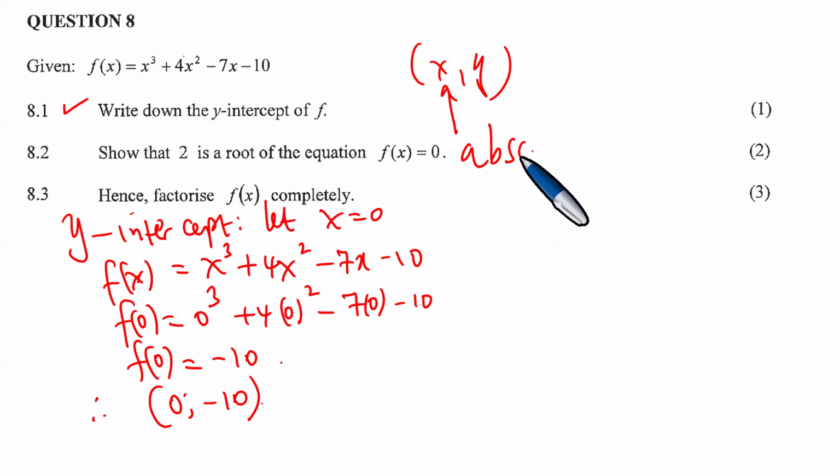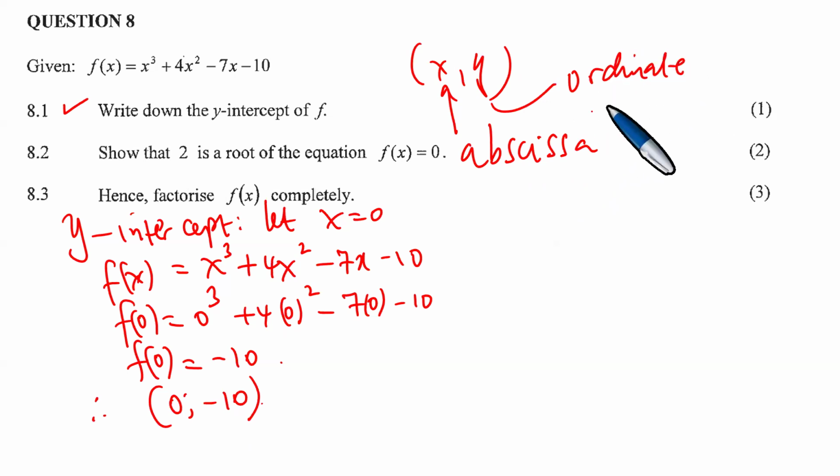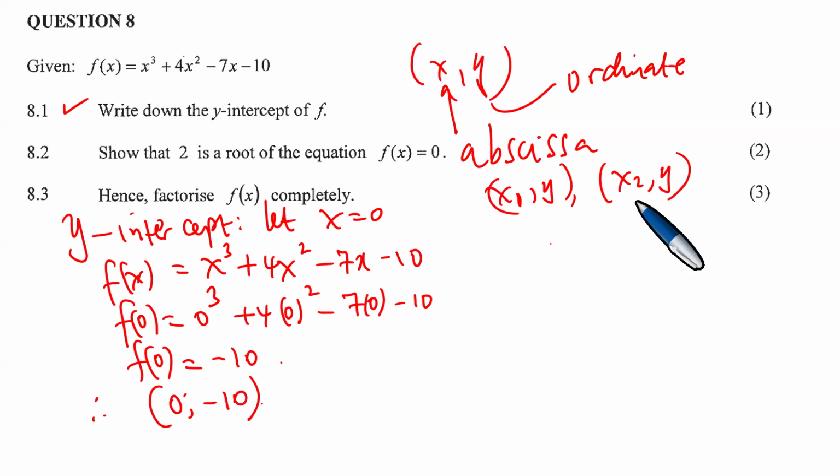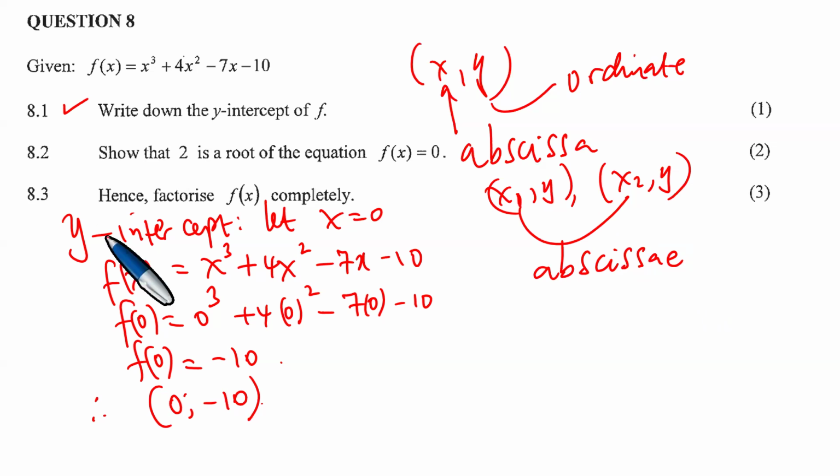Right, it is called the abscissa. And this is called the ordinate. In other words, this is called the abscissa if it's only one, but there can be many. So this here is called abscissae. Abscissae is the plural form of that, and you need to take note of this.